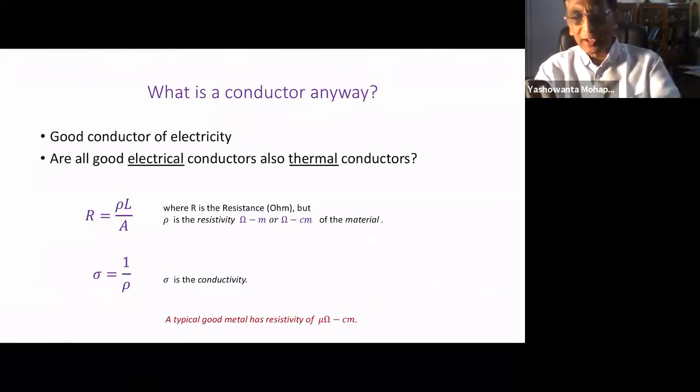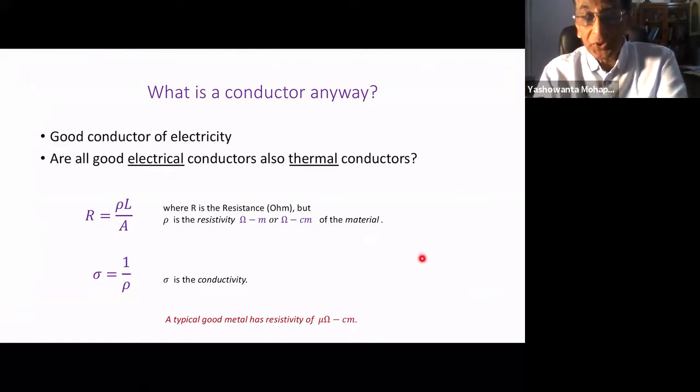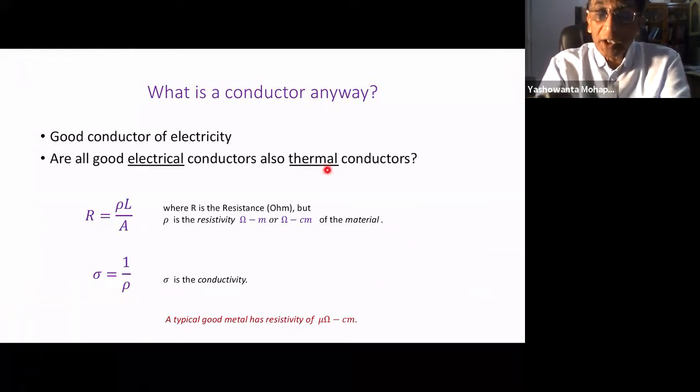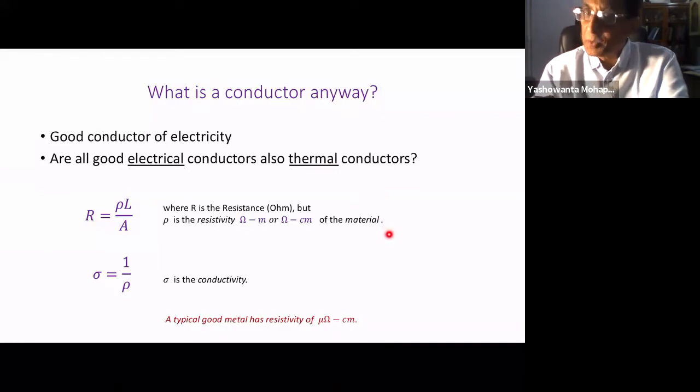But what is a conductor anyway? Is there a perfect conductor by any chance? There isn't a perfect conductor, but I think metals come pretty close. So this is a good conductor of electricity. Normally, a conductor could also be a good conductor of heat, a thermal conductor. But when in this course we say good conductor or simply conductor, it means an electrical conductor.